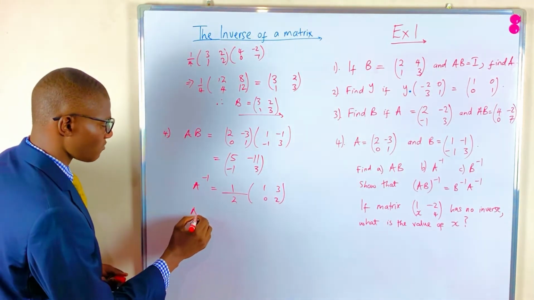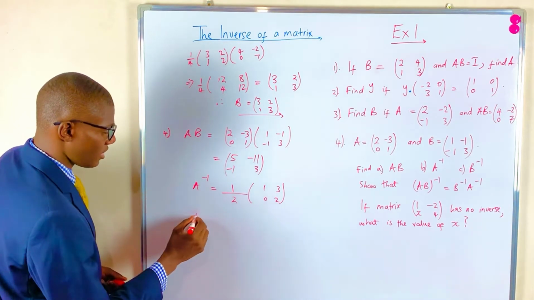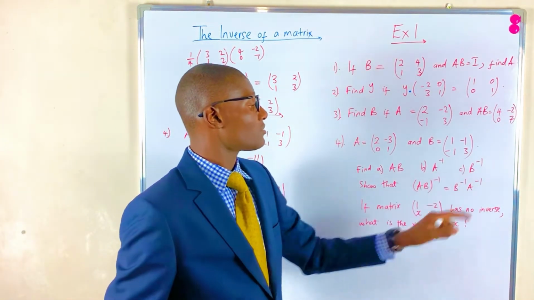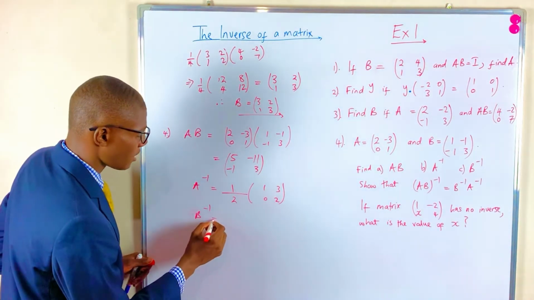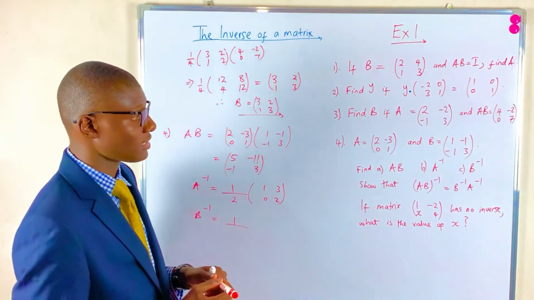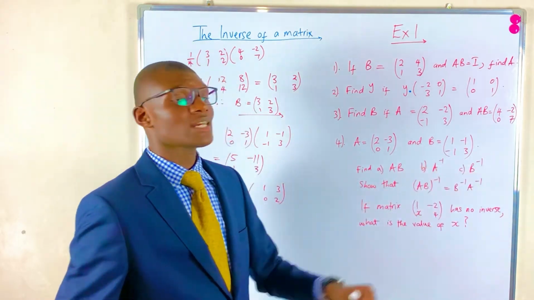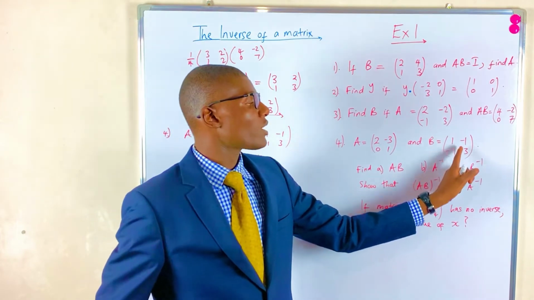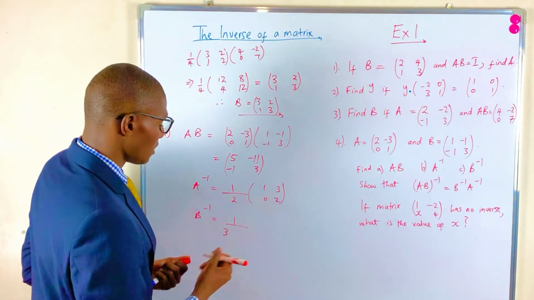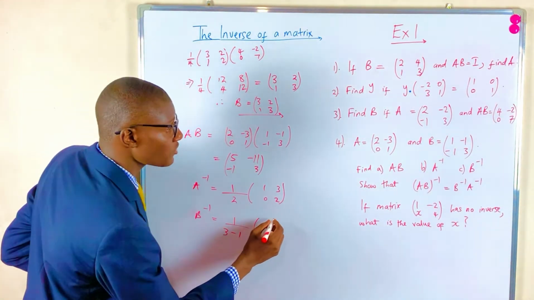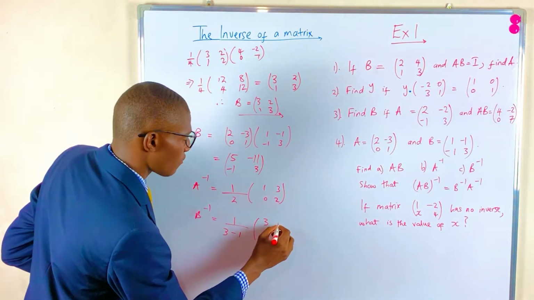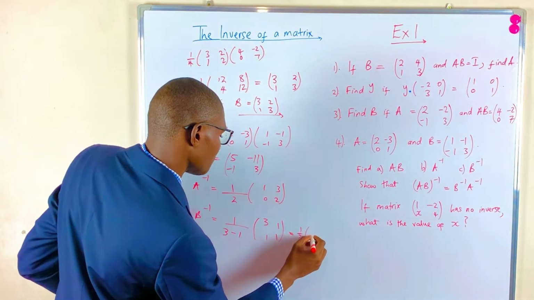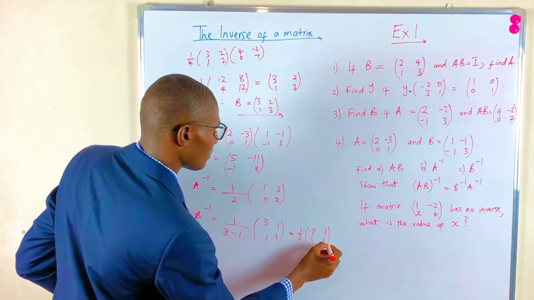Then the inverse of B as well. This is now the third part, part C. Inverse of B, we're saying 1 over the determinant. So the determinant is 1 times 3, which is 3, then minus 1 times -1, that's a 1. So 3 minus 1 times the matrix [3, 1; 1, 1], which would be equal to 1 over 2 times [3, 1; 1, 1], like this.